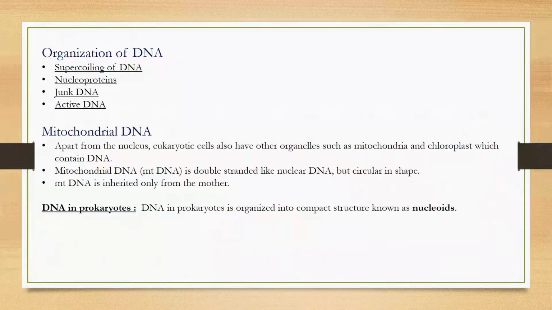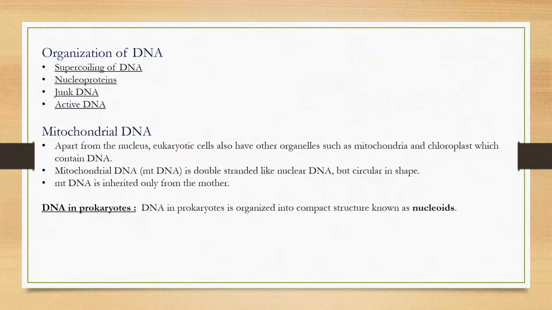Mitochondrial DNA is inherited from the mother because the mitochondria are inherited from the cytoplasm of the oocyte. So, the mitochondrial DNA is inherited from the mother and the mitochondria from the sperm do not enter the fertilized ovum.